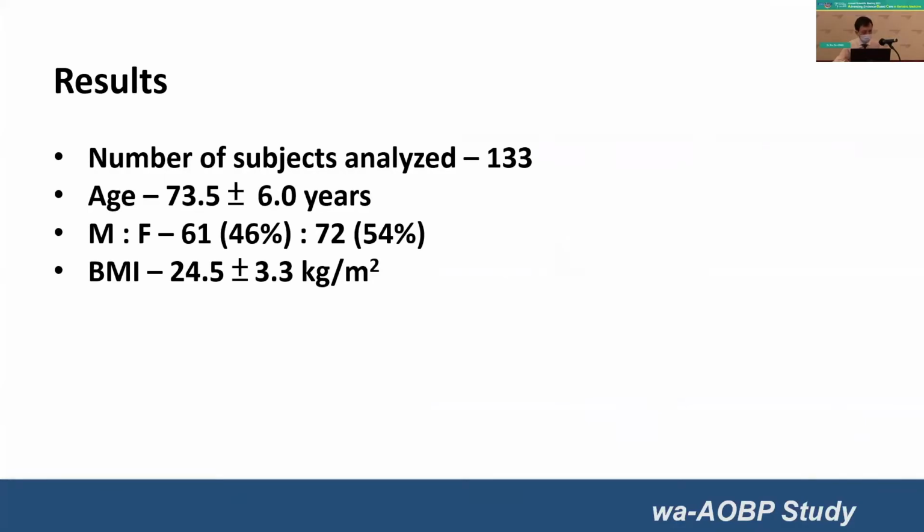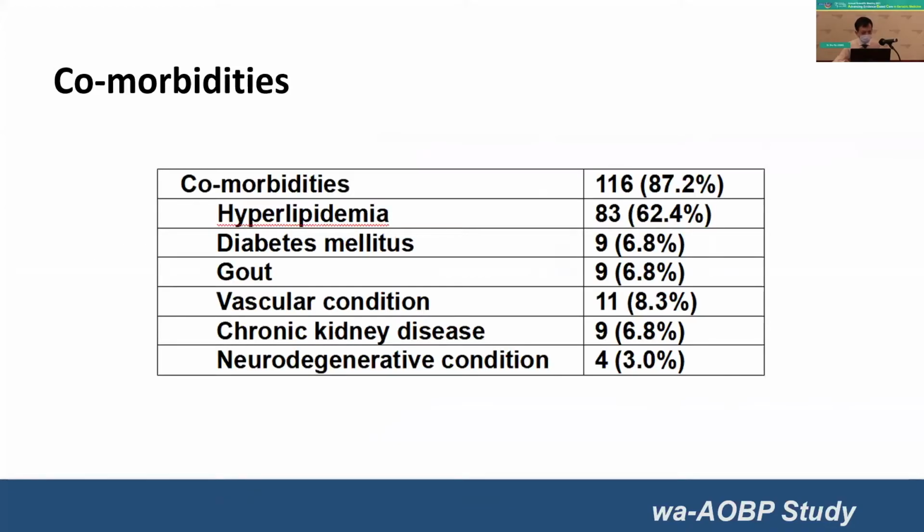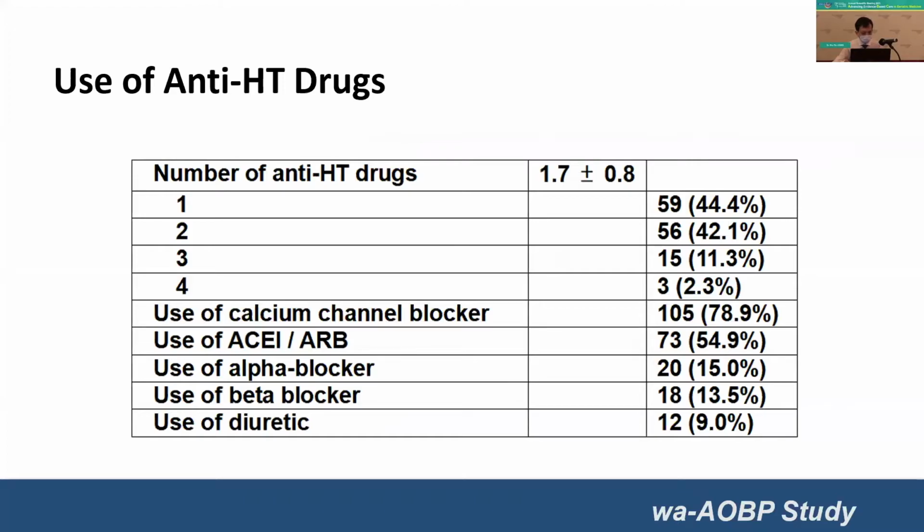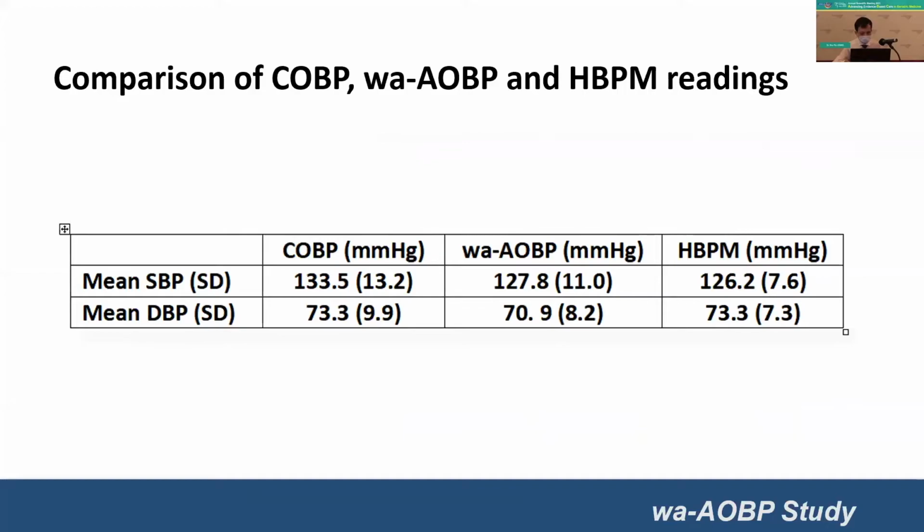133 patients' data were analyzed, and mean age is 73.5 years, slightly more female than male, with a BMI of 24.5. 87% of patients had comorbidities, the commonest of which is hyperlipidemia. They were mostly clinically robust, and on average, they are using 1.7 types of antihypertensive drugs. This is the result. The COBP reading shows a mean systolic blood pressure of 133.5. The waiting area AOBP data was 127.8, which is significantly lower than that of COBP. And this was shown to be comparable to the home blood pressure monitoring data of 126.2.